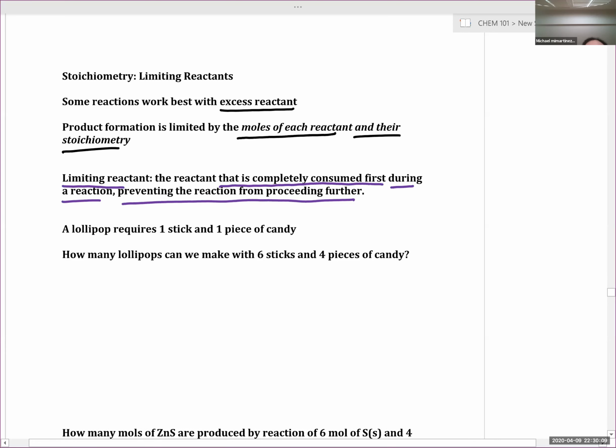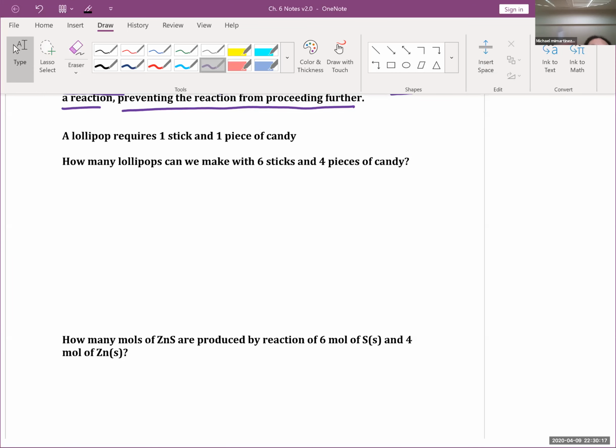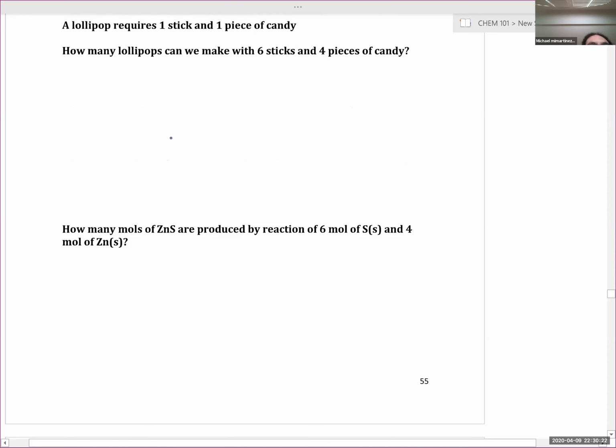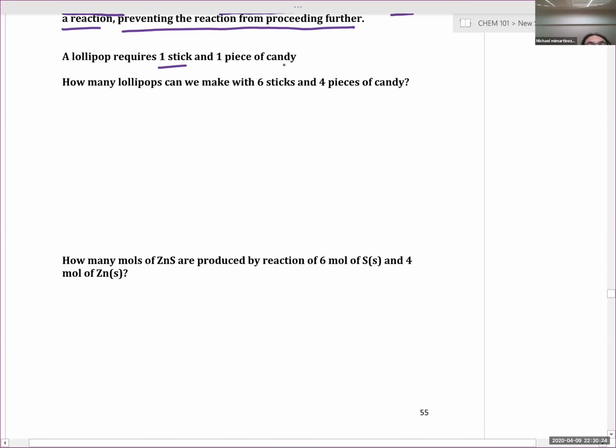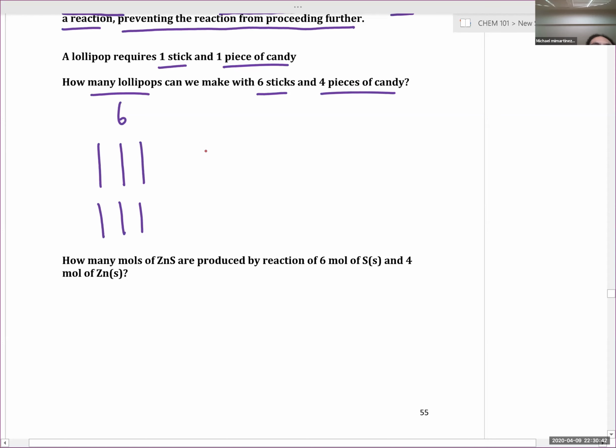To help us see how limiting reactants function using some real world examples, let's suppose you're watching a lollipop factory, and to make a lollipop we need a stick and a piece of candy. So let's try to answer this question. How many lollipops can we make with 6 sticks and 4 pieces of candy? Okay, so I'm going to draw the sticks. So I have 6 sticks. I have 4 pieces of candy.